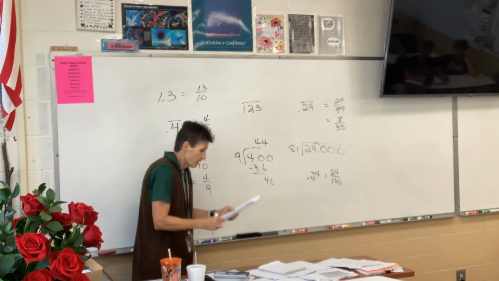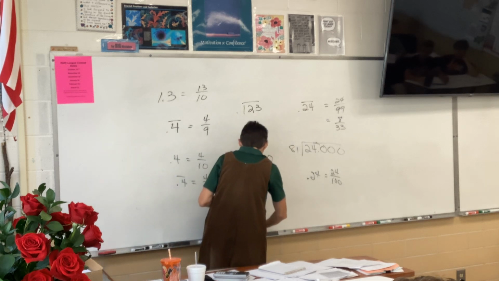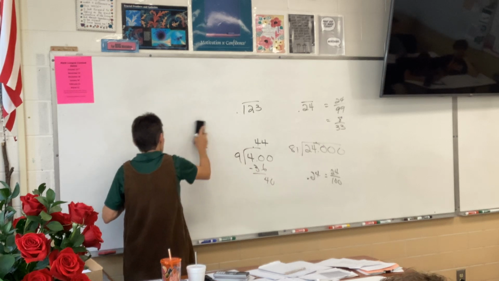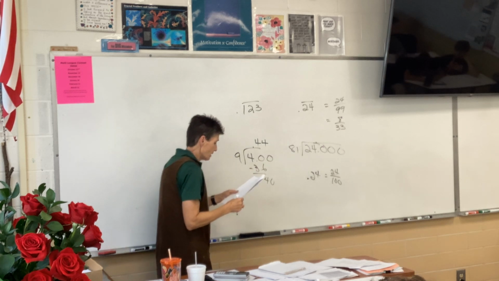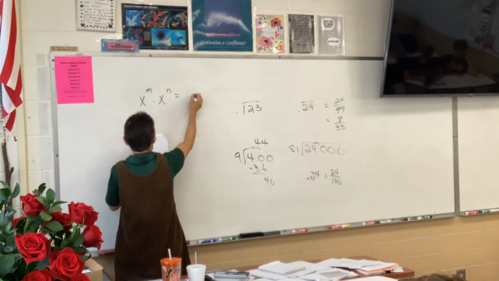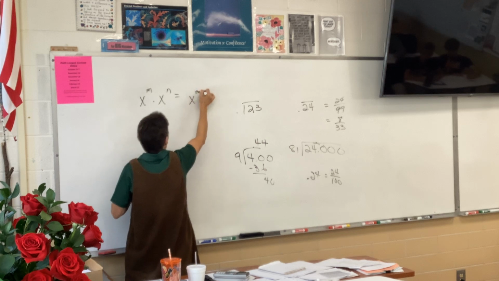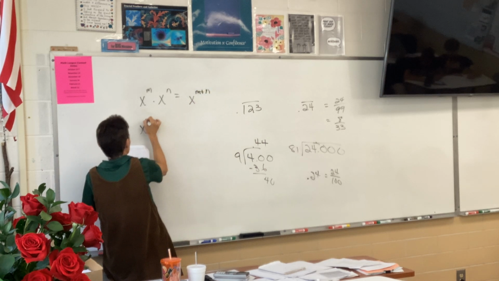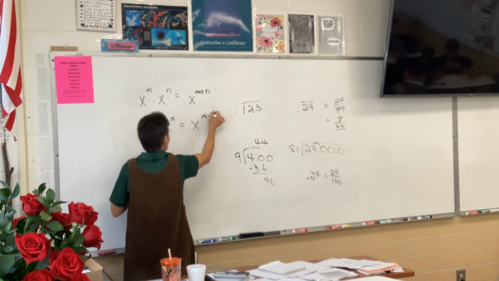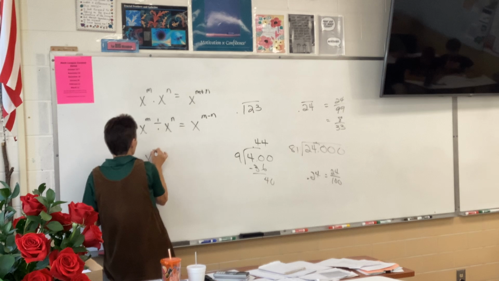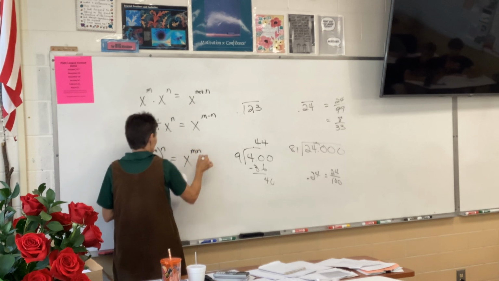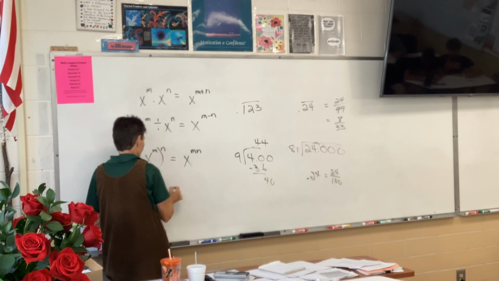Perfect. Number 6, properties of exponents. You guys know these, you learn them every year. What's the first one? x to the m times x to the n is going to be x to the m plus n, beautiful. How about x to the m divided by x to the n? x to the m minus n. How about x to the m to the n? Beautiful. How about x to the 0?